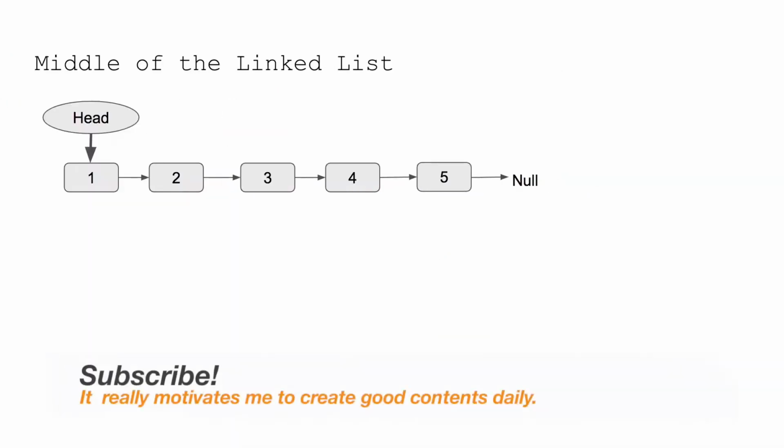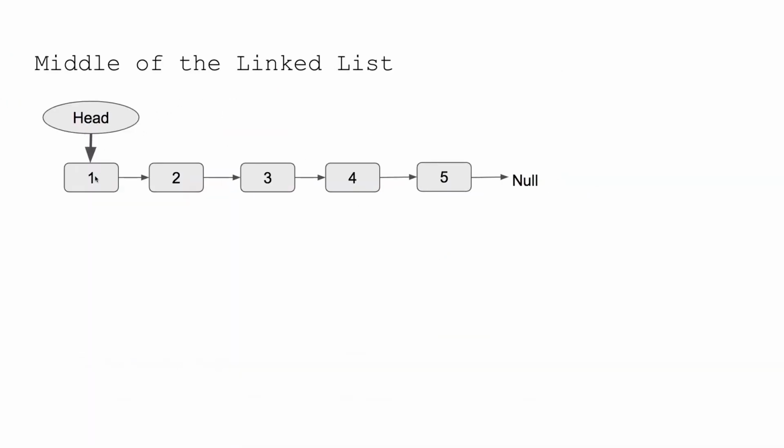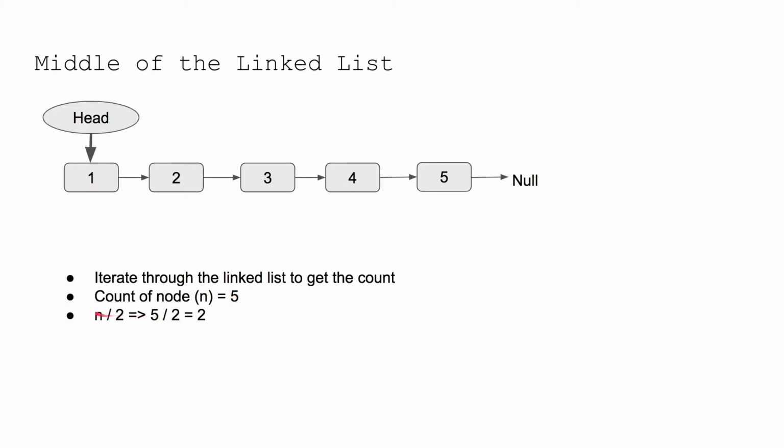So here, for example, let's say we are given this linked list, right? Where we have 1, 2, 3, 4, 5 as the nodes, and we also have access to the head node. The naive approach to this problem would be to simply iterate through this linked list and get the count of the nodes. So for example, in this case, the node count is 5. Then we can simply divide this node count by 2. Here we will get 2, and then by adding 1 to it, we will get the middle node position, right?